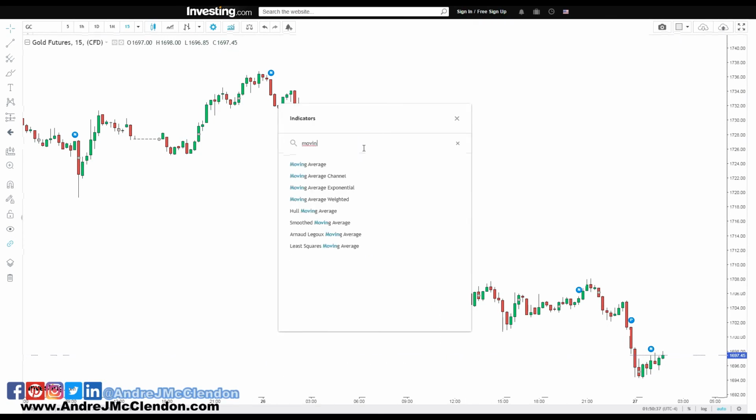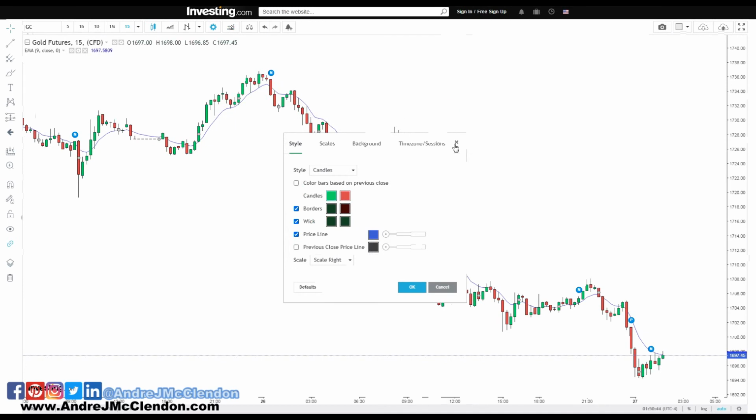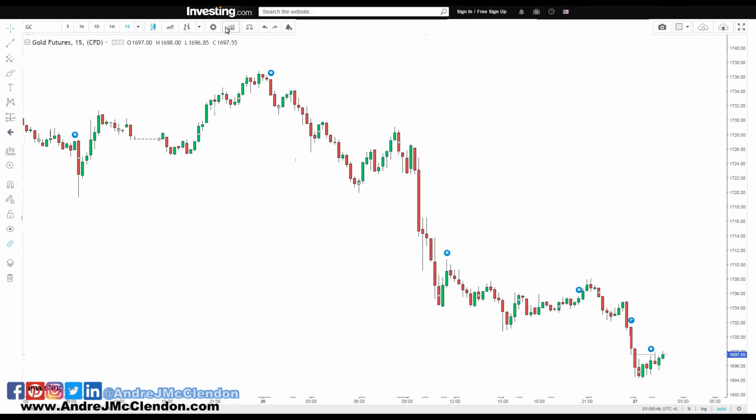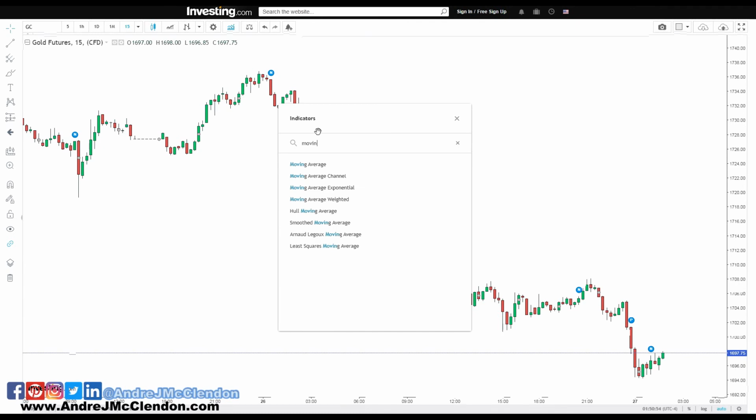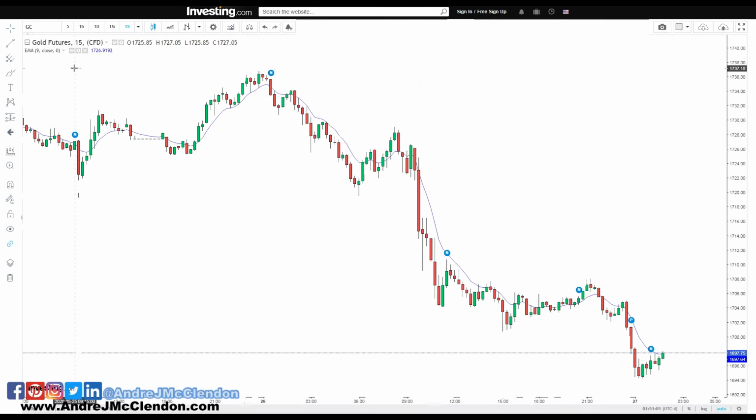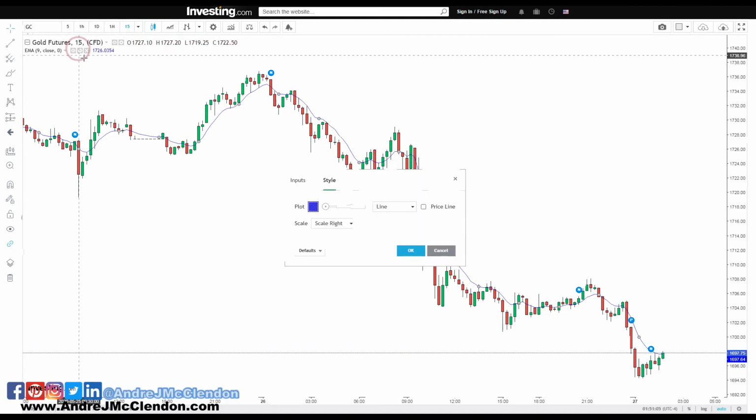Now for me, the main moving average I use is the exponential, and when I use the exponential, I use it on the close. If you're using a different trading platform like MetaTrader, I'm using investing.com, or you can use TradingView. They're all relatively the same, but I'm using it because it's very easy to use, and you don't have to learn how to use MetaTrader's platform. This is pretty simple.